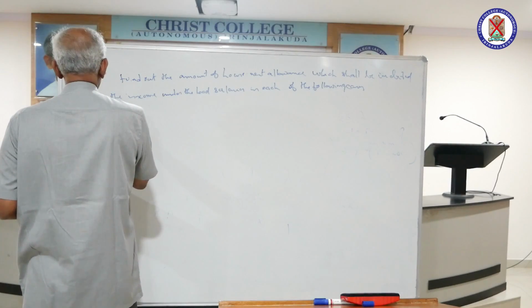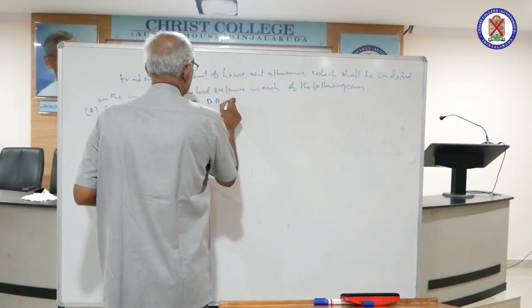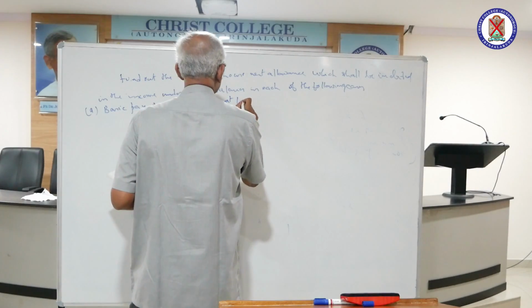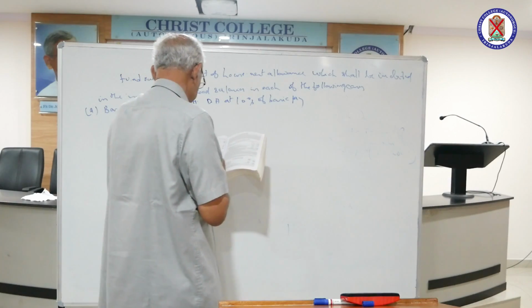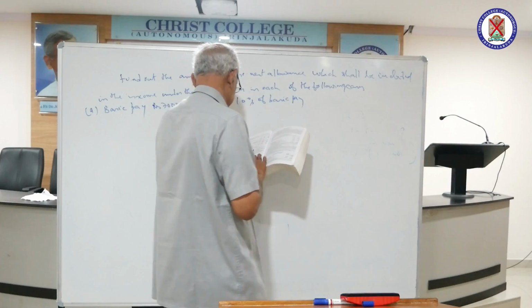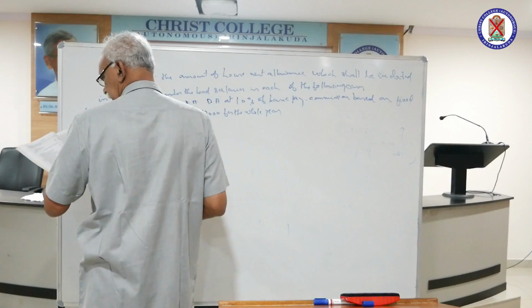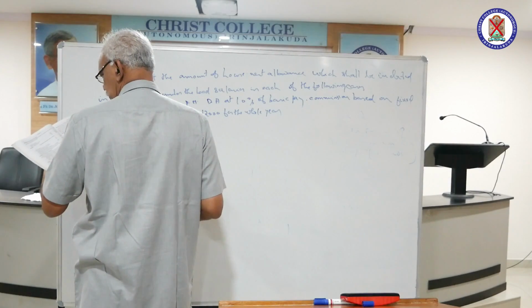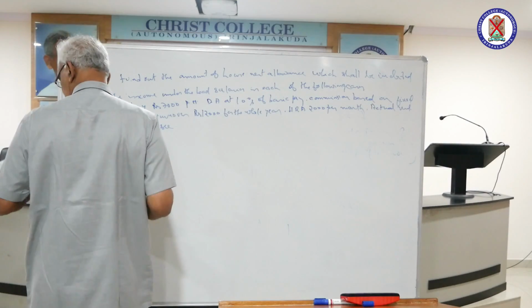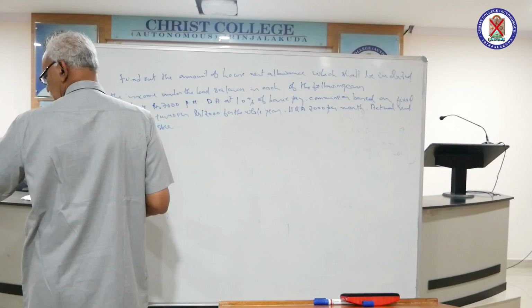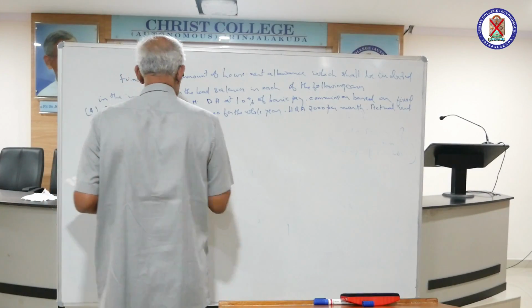A. Basic pay rupees 7,000 per month. DA at 10% of basic pay. Commission paid based on a fixed percentage of turnover, rupees 12,000 for the whole year. HRA rupees 2,000 per month. Actual rent paid by the assessee, rupees 1,600 per month.